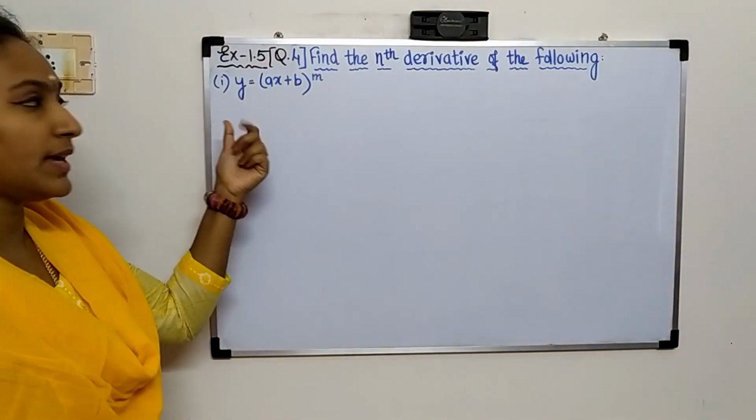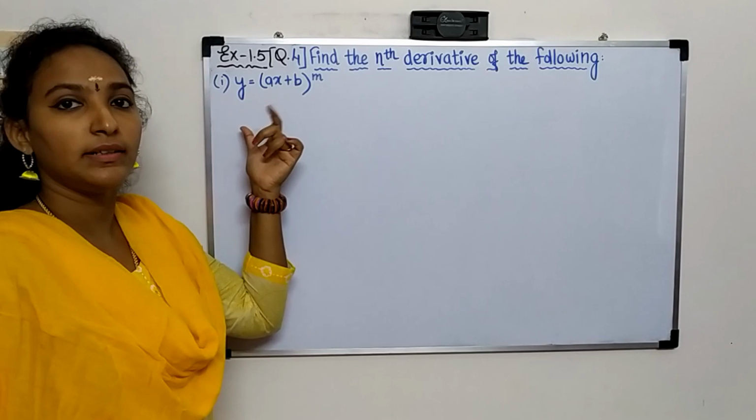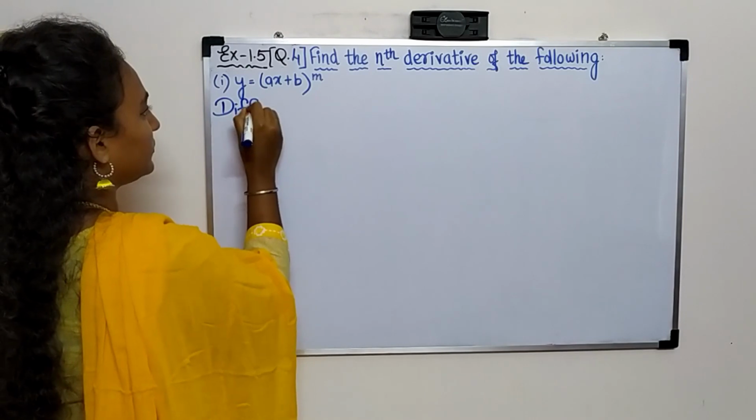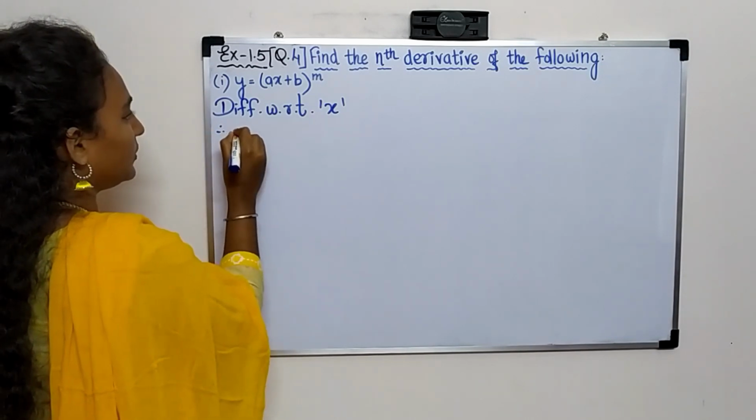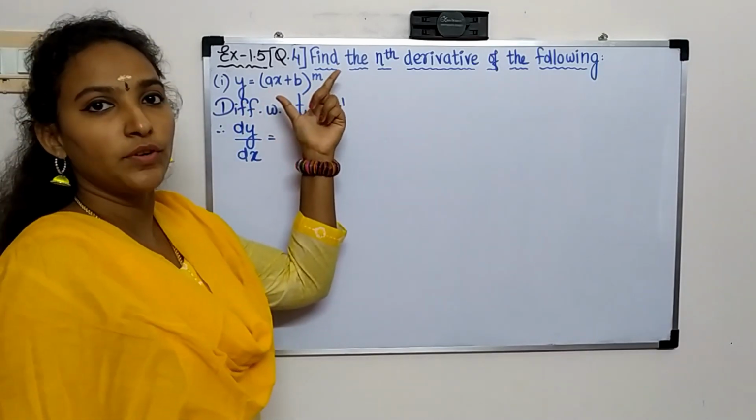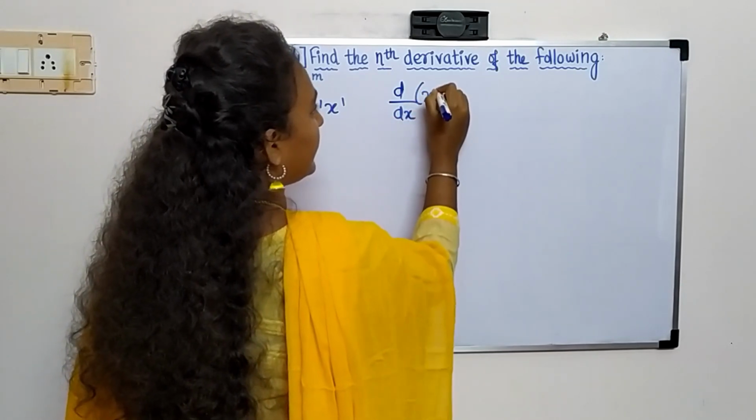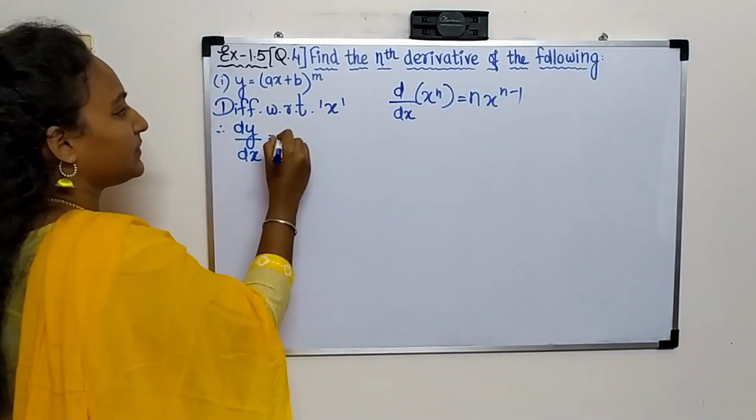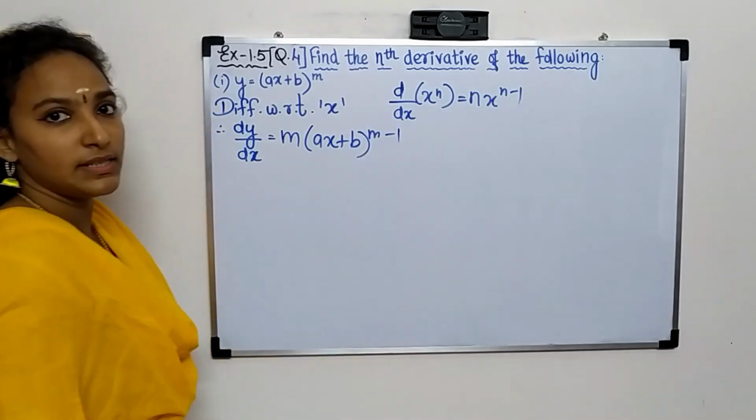Okay, look at our first question. We have y equal to (ax plus b) raised to m. Now we are going to find the first order derivative first. Differentiate with respect to x. Therefore, dy by dx is equal to, this is something of the form x raised to n. So the derivative of x raised to n is n into x raised to n minus 1. Therefore, this will be m into (ax plus b) raised to m minus 1.